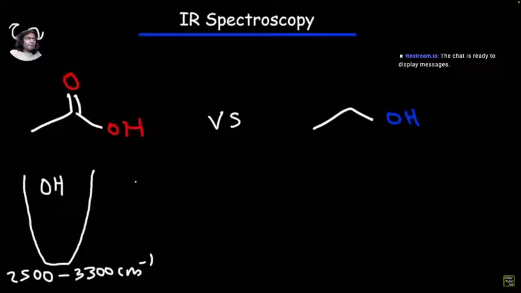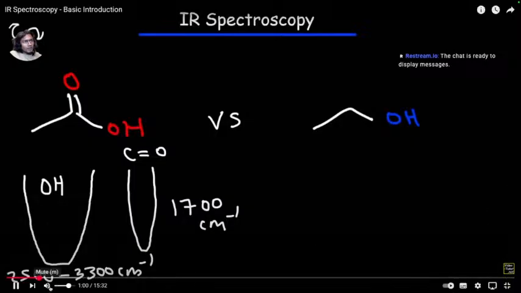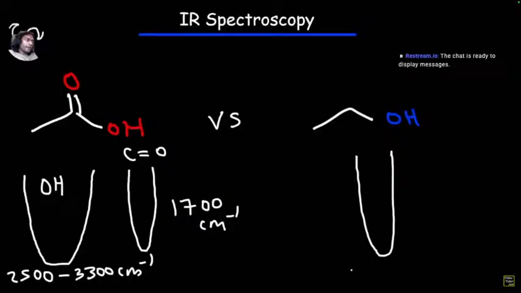Now, the carboxylic acid also has a very strong CO stretch. And the CO stretch shows up at a signal of 1700 wave numbers. Now, you may want to write these numbers down because you'll need them in order to identify these functional groups in IR spectra. Okay. Now, the alcohol only has the OH group. So it has a strong absorption around 3200 to 3600. So that's the OH stretch of the alcohol group.